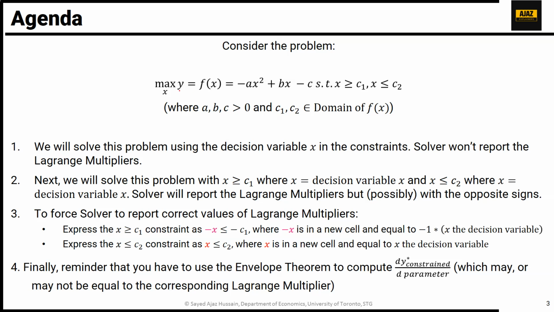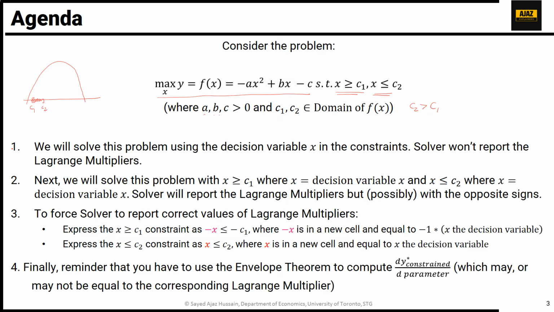You want to maximize this function of y, making sure that you respect these two constraints. A, B, C are positive, and C1, C2 are in the domain, and of course C2 has to be bigger than C1. So you're looking at a picture that looks something like this. C1 could be here, C2 could be there. So X has to fall somewhere in between right here.